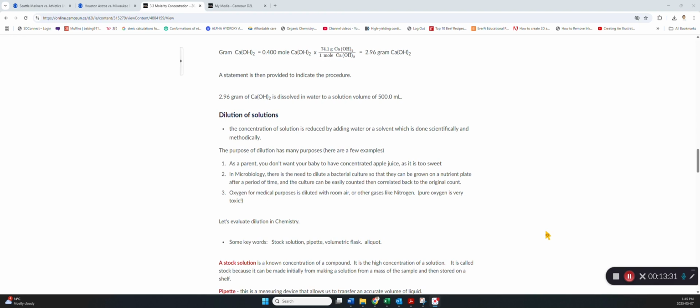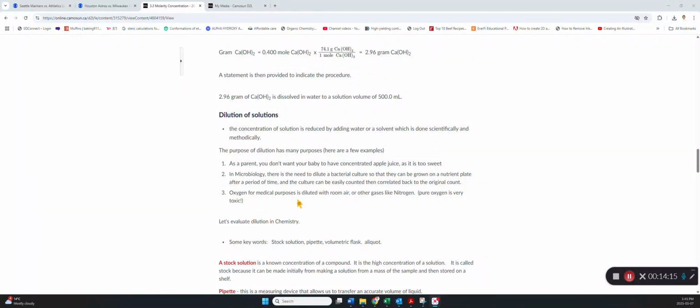The next unit is dilution of solutions. What we want to do is take a concentrated solution and make it into a lower concentration solution. The concentration of the solution is going to be reduced by adding water, and we're going to do this scientifically and methodically. The purpose of dilution is manifold. One example is a parent: you don't want to give a baby a concentrated apple juice, so you add water so that the baby could have a less sweet apple juice.